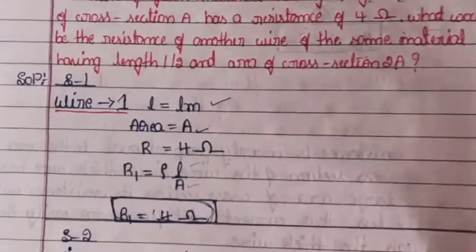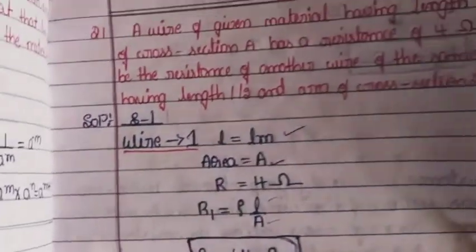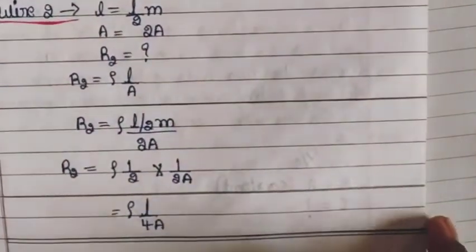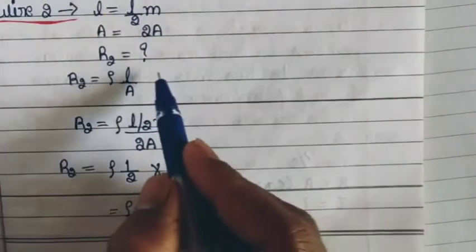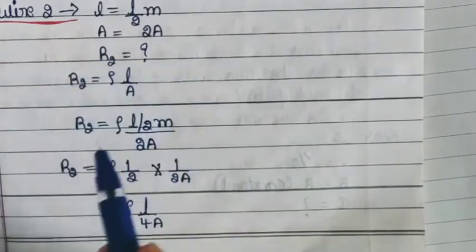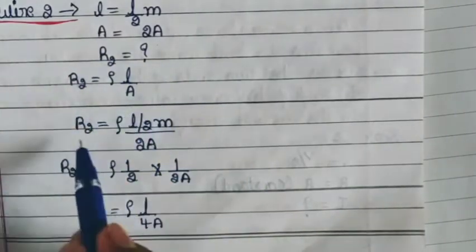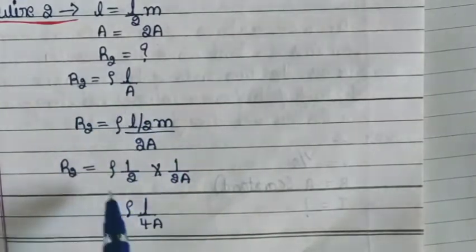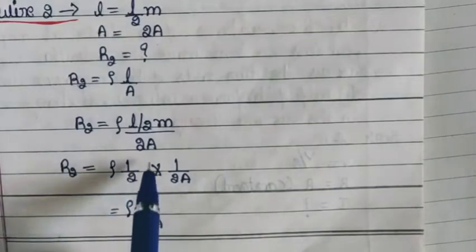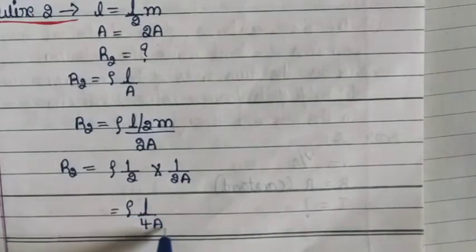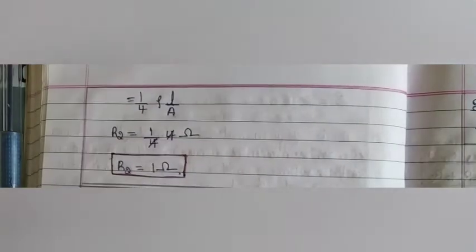Next, for wire 2, the length becomes how much? L by 2. That means half of L. Area becomes doubled, 2A. The resistance of that wire is the question mark. R2 is equal to rho into L by A. Instead of L, L by 2, and instead of A, 2A. Now rho into 1 by 2 into 1 by 2A. Now multiply 2 into 2. It becomes 1 by 4A.